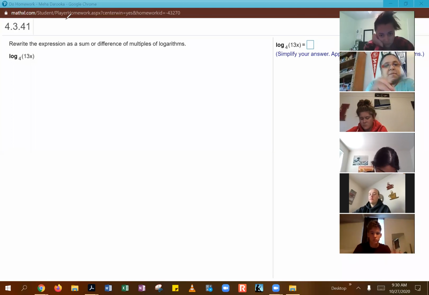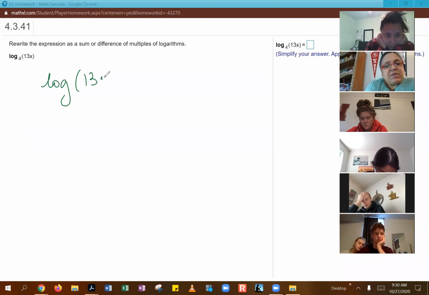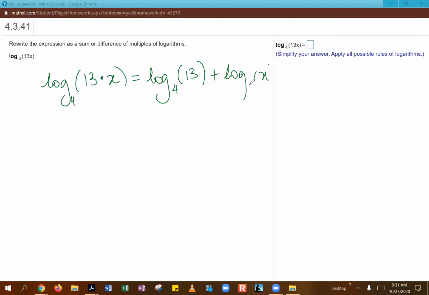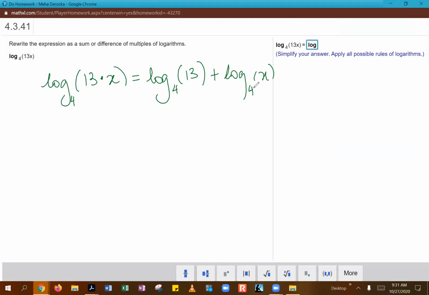Yeah, very nice. Product rule, because, of course, you are given log of 13x, so that's 13 times x. And since you're multiplying those two numbers, you can break this up into log of 13, of course, with base 4, and log of x with base 4. There you go.